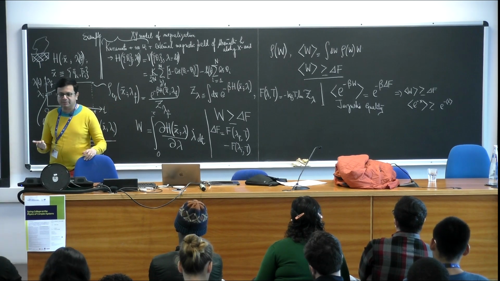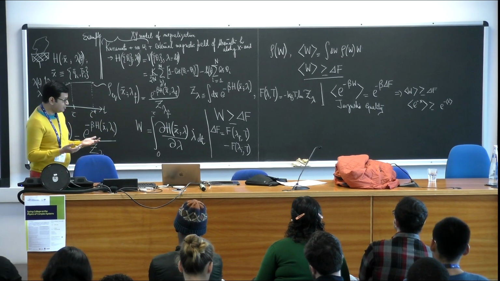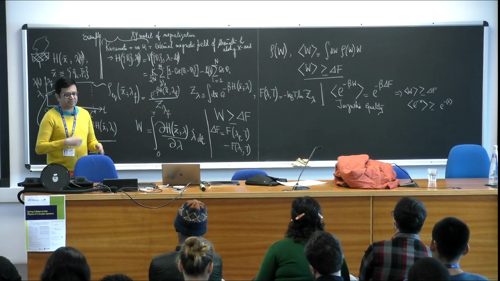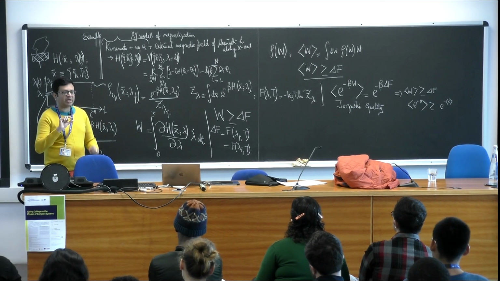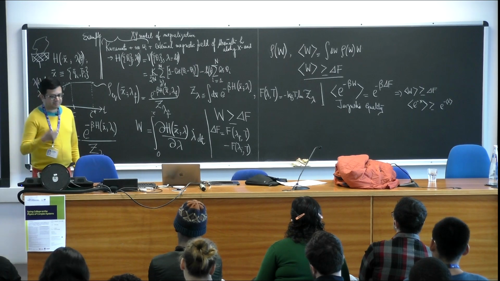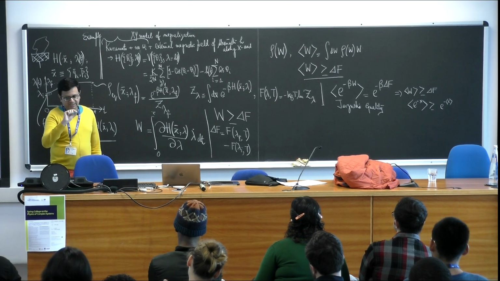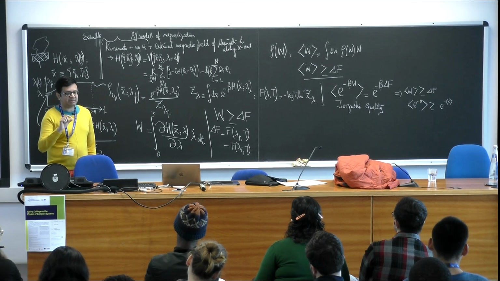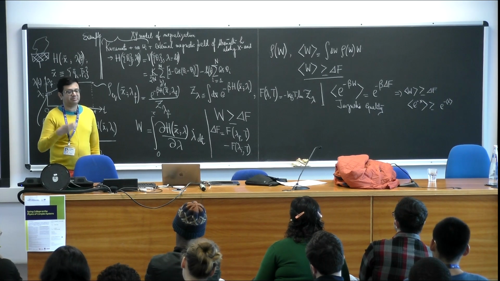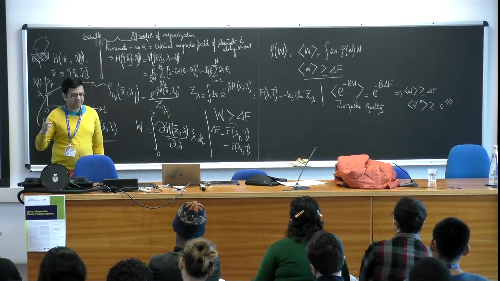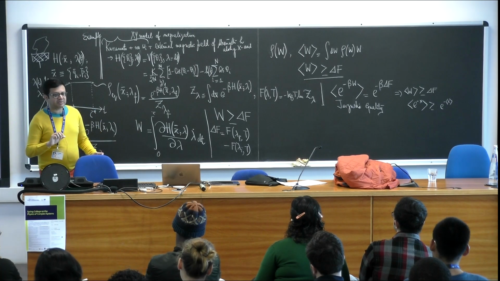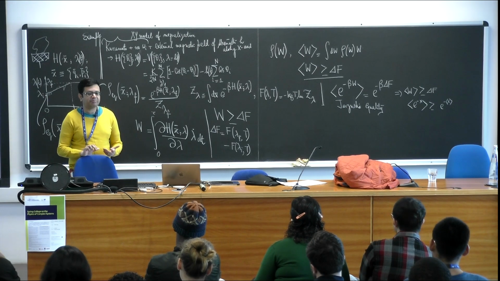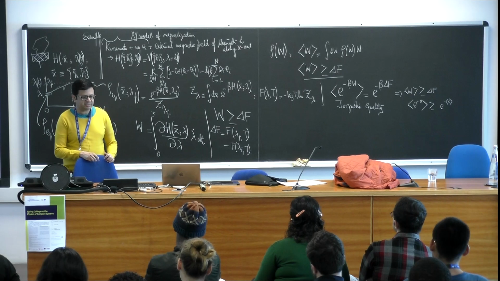Infinitely slowly, meaning that it has to be slower than the slowest process that you have. So you have to allow the system to adapt itself, to relax. While you are changing lambda, you have to change it so slowly that the system is able to relax to its equilibrium state at every instant of time. But this you don't really have a handle on. You do not know a priori what the time scales in the system are.